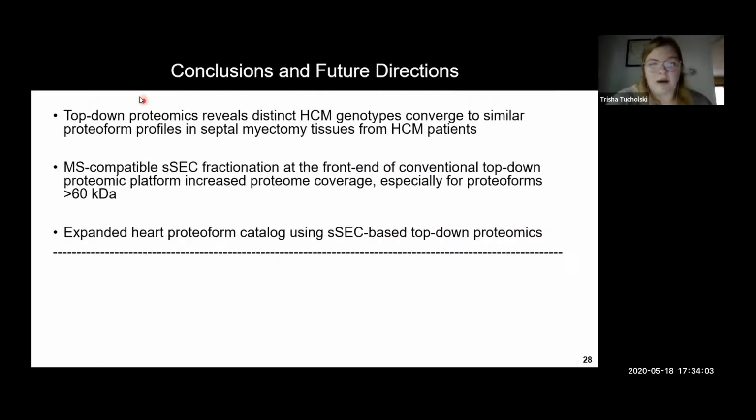So just to summarize, I've shown you that top-down proteomics has revealed that distinct HCM genotypes actually converge to similar proteoform profiles in septal myectomy tissues from HCM patients compared to donor heart tissues. Additionally, we've used an MS-compatible SEC fractionation technique at the front end of our conventional top-down proteomic platforms to increase proteome coverage of the heart, especially for proteins greater than 60 kilodaltons.